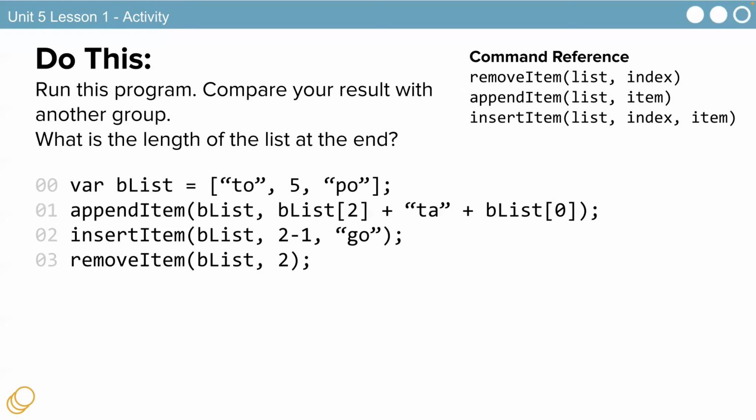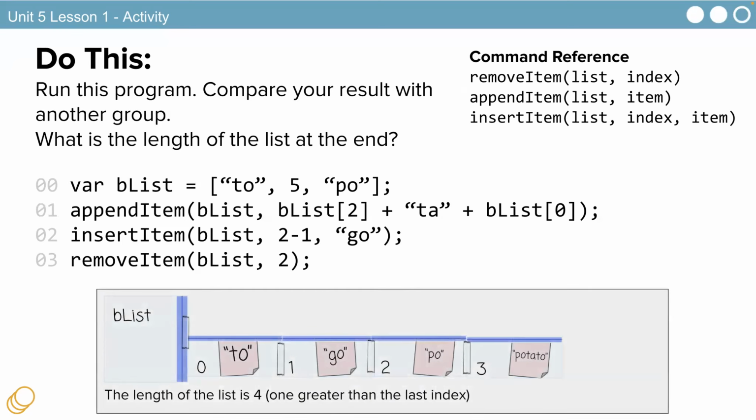Now you're going to insert an item at where? To go. And then, so go to go and then remove two. So it's go. Wait, no, 0, 1, 2. Okay, so you should get this. To go potato. Okay, did you not get that?